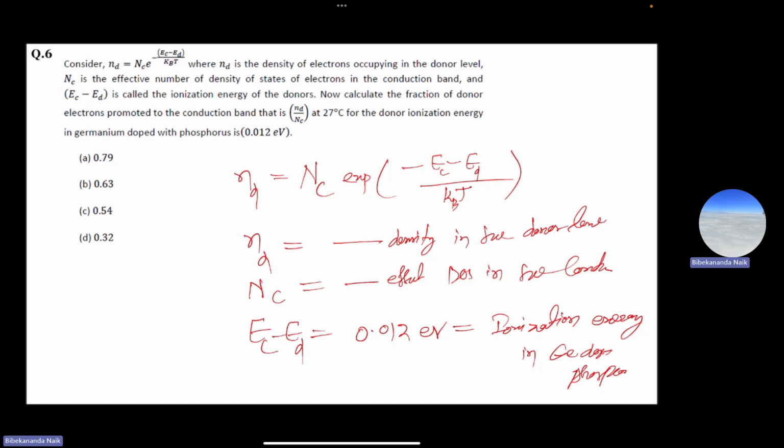phosphorus. So phosphorus, we know, has a valency of 5, so it can give an additional electron to the donor level. So it is an extrinsic semiconductor, basically an n-type semiconductor with donor impurities. And we need to find out the fraction of donor electrons promoted to the conduction band, that is Nd by Nc. So I'll give a few minutes to solve this, and then I will tell you what the correct option is.